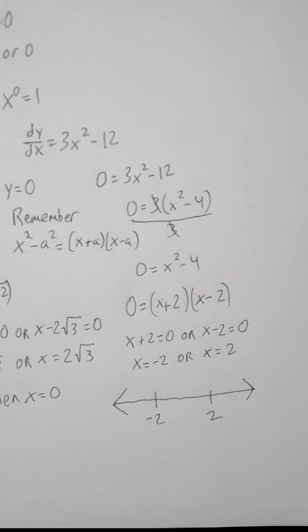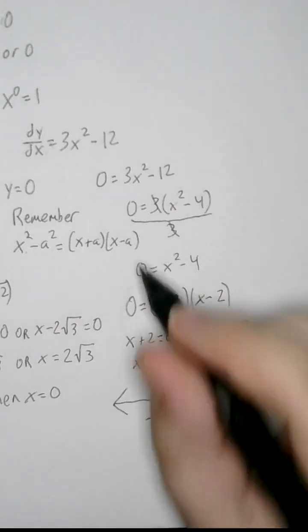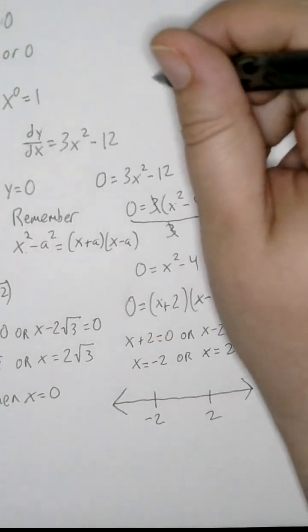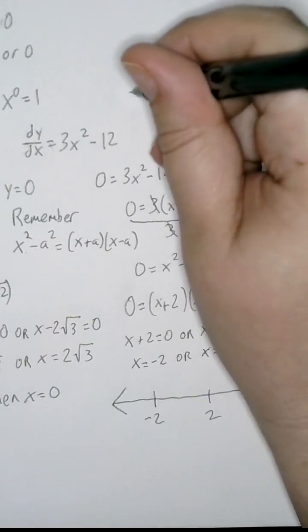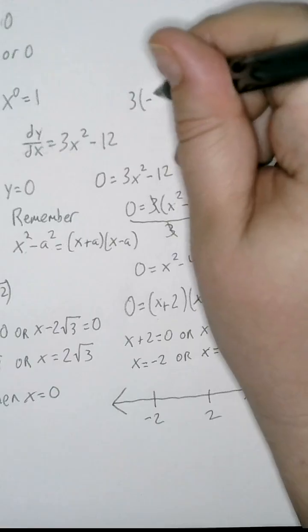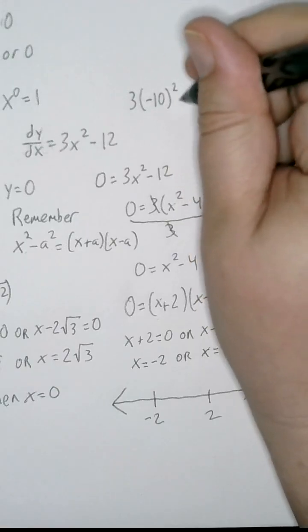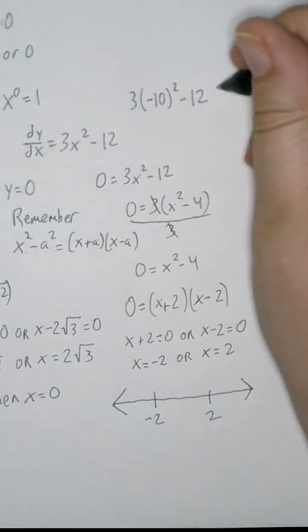So go ahead and pick a number less than negative 2. What do you want me to use? Negative 10? Okay. Negative 10 works. So I'm going to do it up here. So 3 times negative 10 all squared minus 12.